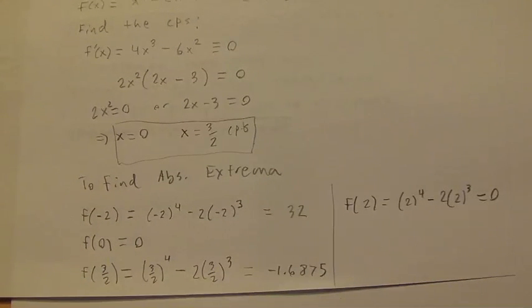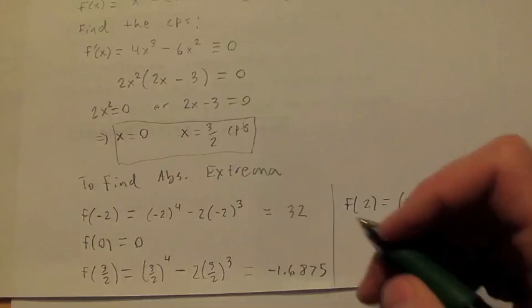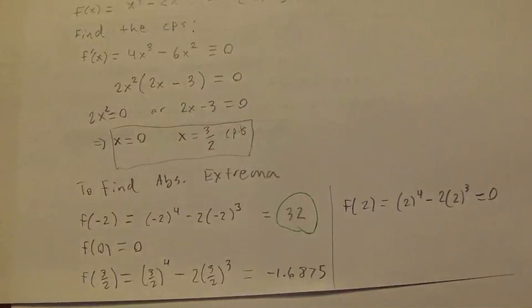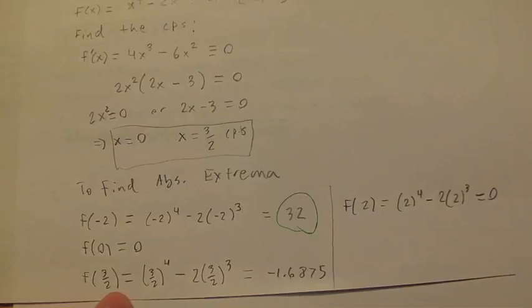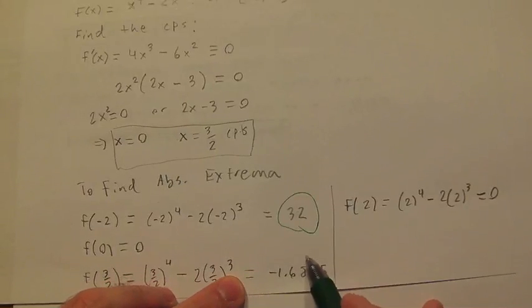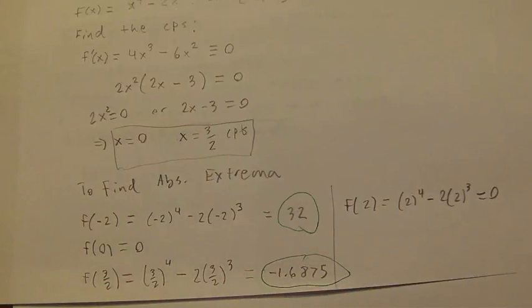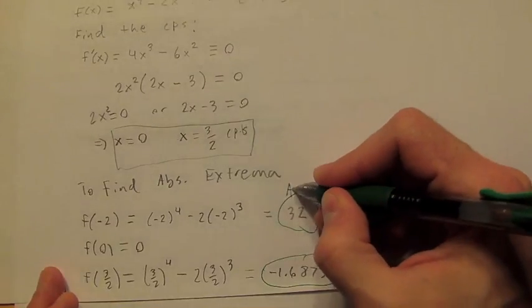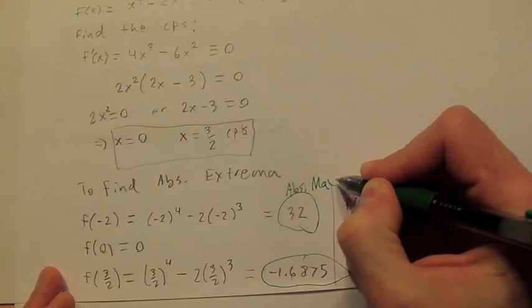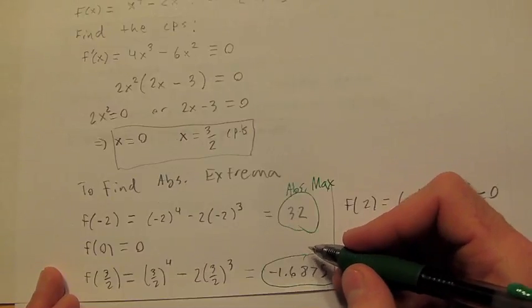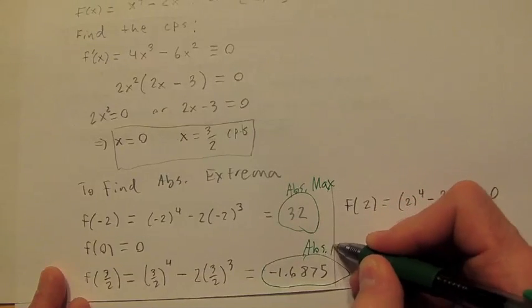Okay, so which is the highest value? Obviously 32. Okay, and which is the lowest? Well, that's going to be -1.6875. So this 32 is the absolute max, and this -1.6-ish is the absolute min.